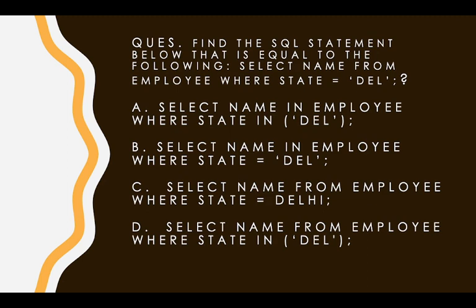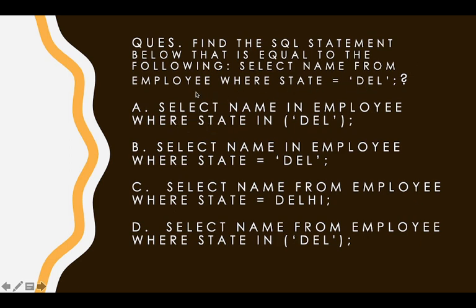Okay, so we have a question which says: find the SQL statement below that is equal to the following. So we need to find an SQL statement which is equal to select name from employee where state is equal to DEL. From the particular query, you can guess that we have a table employee wherein we have an attribute state and it has some value DEL. So you need to find an equivalent query to this: select name from employee where state is equal to DEL.